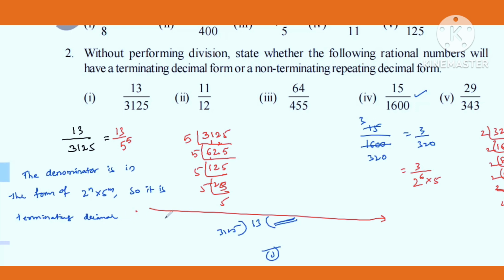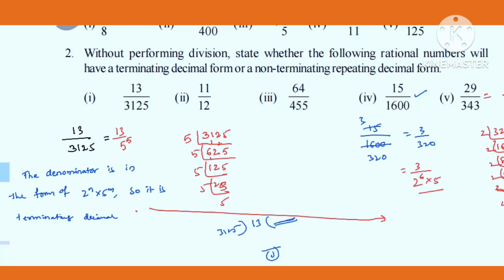Okay, if you are not getting this form, means other than 2 and 5 if you are getting any other prime number, then it is non-terminating recurring decimal. For example, if it is 29 by 343, if you do prime factorization, we can't divide with 2, 3, 5, so we take 7 directly.